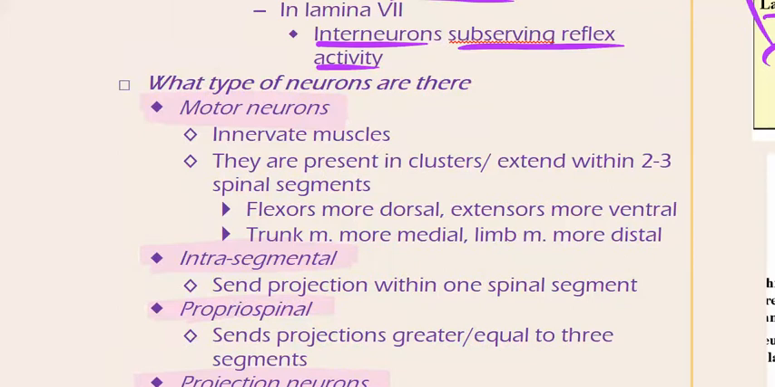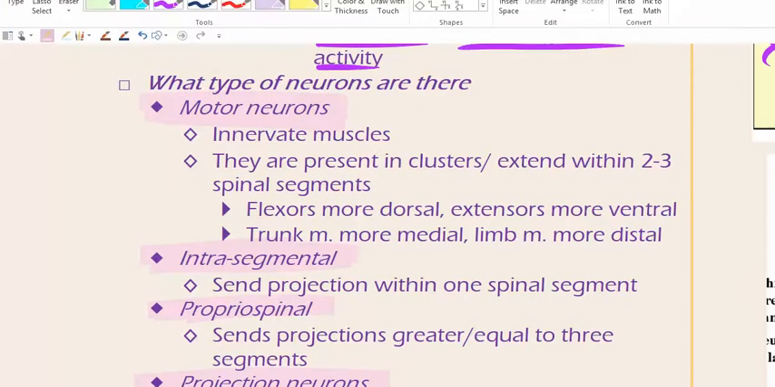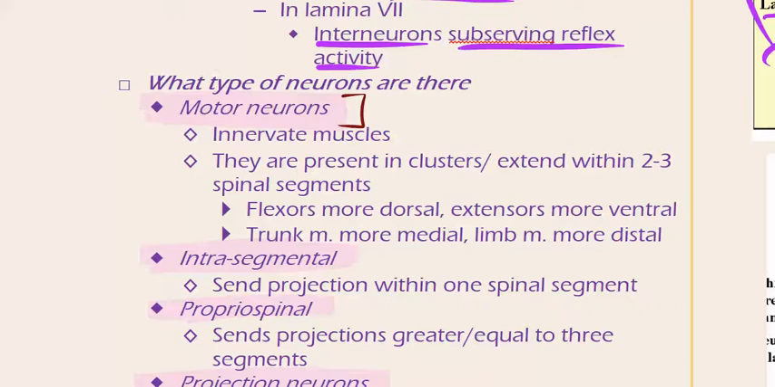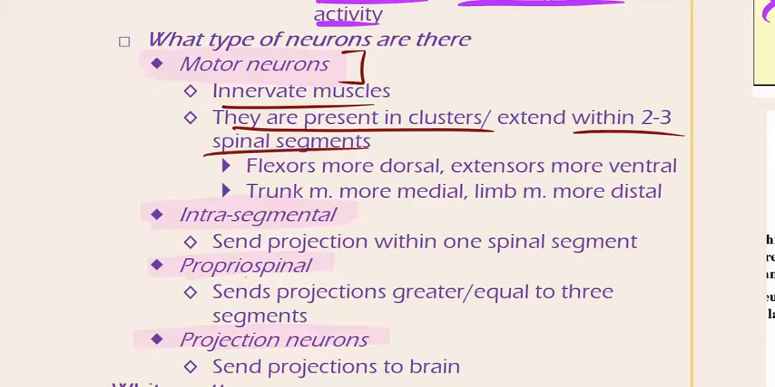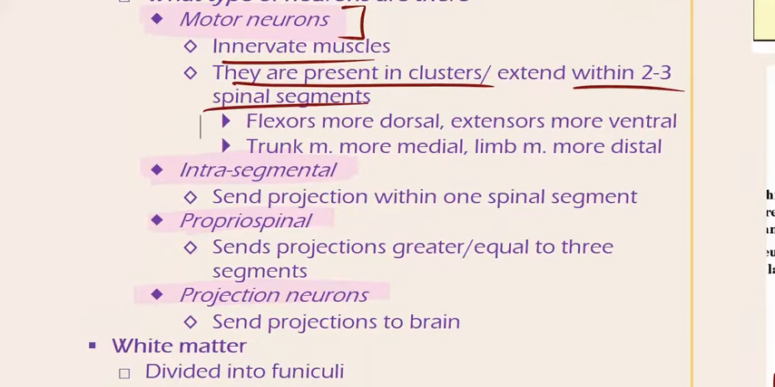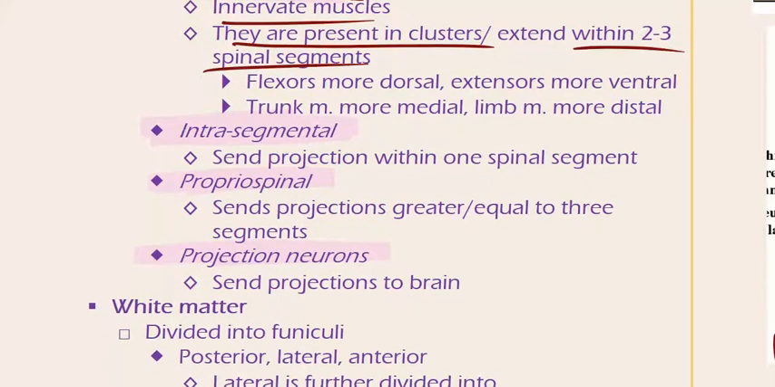We already know where the motor neurons are, right? Where are the motor neurons? Ventral, Rexed lamina 9, right? They innervate muscles. You're going to see them in clusters that extend 2 to 3 segments. Flexors are going to be more dorsal, extensors more ventral, trunk more medial, limb more distal.